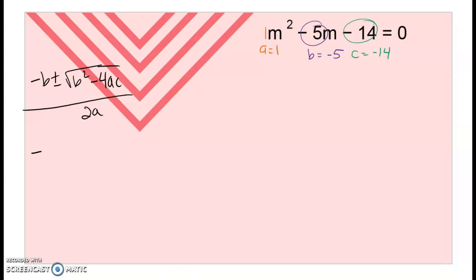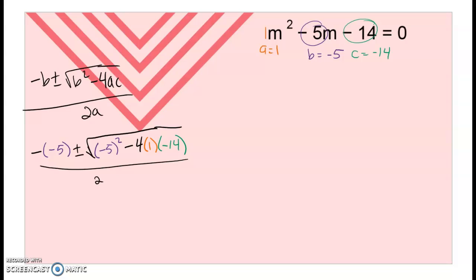So here's what's interesting. My b is negative 5. So make sure you put these in parentheses because it's negative b plus or minus. Not just b. It's negative b. So negative b plus or minus b squared minus 4 times a, which is my 1, times my c, which is negative 14, all right, over 2a, which is 1.